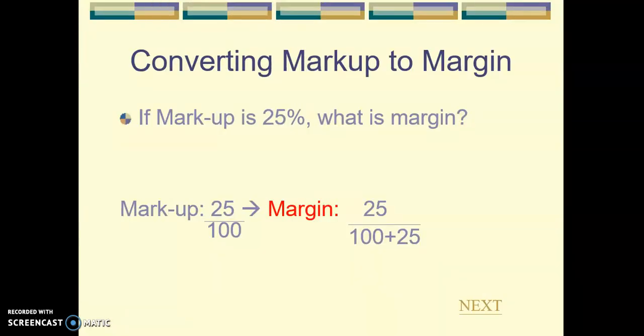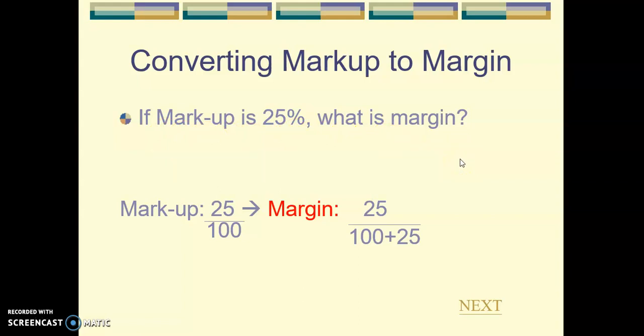So this is just a simple example of converting your markup to your margin. And this is the same example that was given to you. And now you can see it in more practical terms, and you can see it here as it is written out. So we're seeing here that if your markup is 25%, then what is your margin?